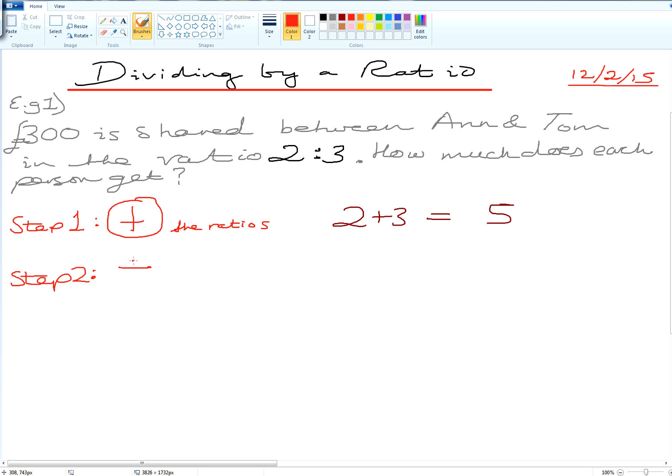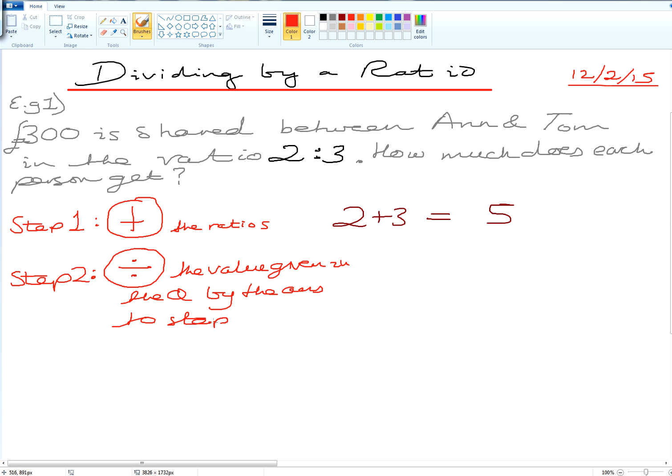Step 2 involves, what does it involve? Dividing. So it's dividing the value given in the question by the answer to step 1. That's short for answer to step 1. So let's do that. What is the value I'm talking about? The value in the question is what?